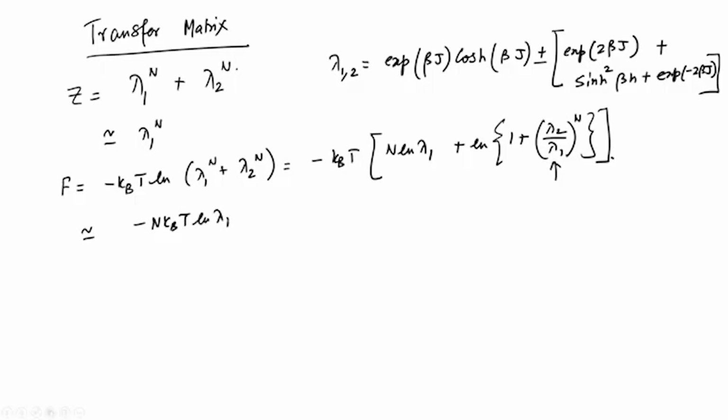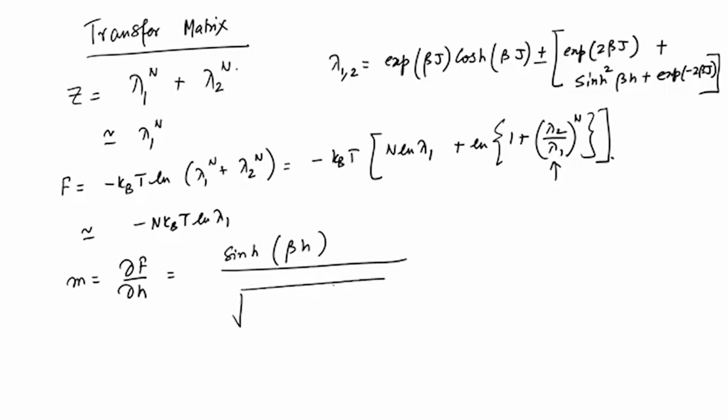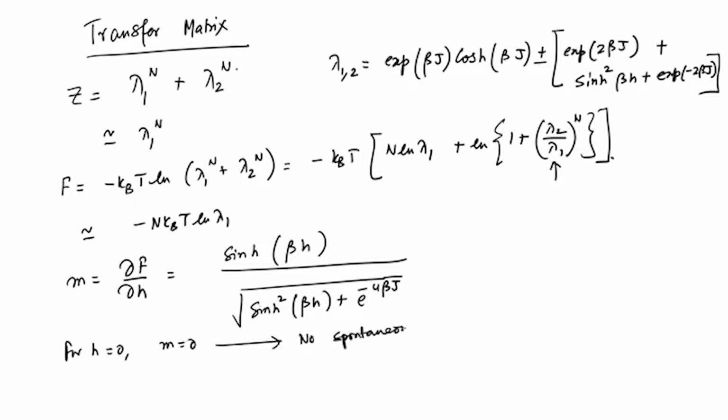Okay. And we have worked out that the magnetization is nothing but the derivative of the free energy with respect to the field, and if you do it carefully, it comes out as sine hyperbolic beta h divided by the square root of sine hyperbolic square beta h plus exponential minus 4 beta J, and it is very clear that for h equal to 0, m equal to 0. So, no spontaneous magnetization, which is what we have learned.